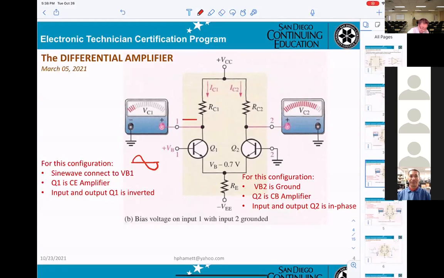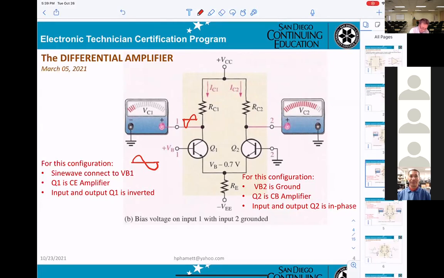However, this sine wave will be out of phase, opposite. That's what I want. So that's 180 degrees out of phase, right? Right. Just opposite. Input positive, output negative. Input negative, output positive, 180 degrees out of phase.